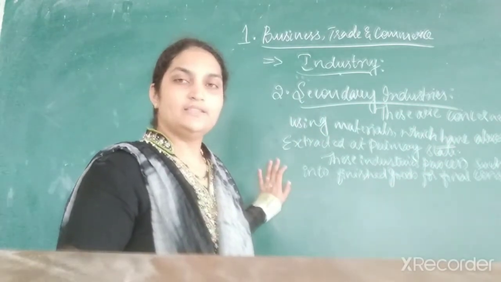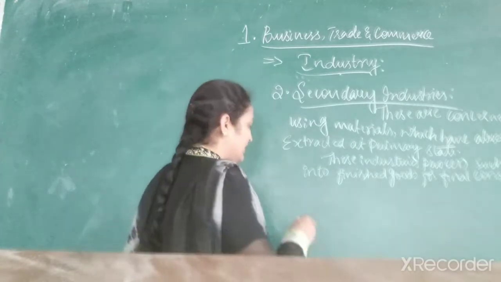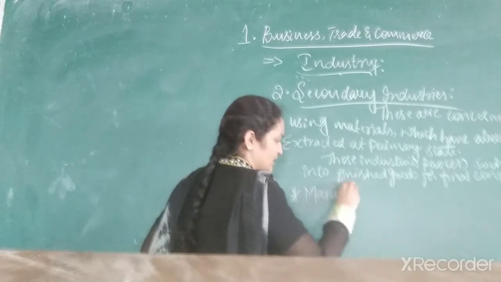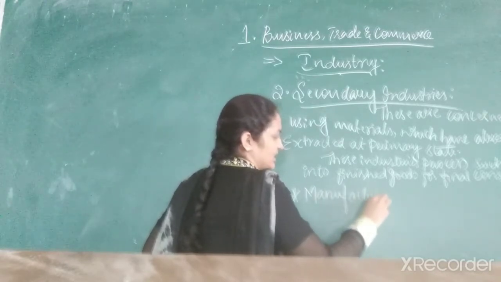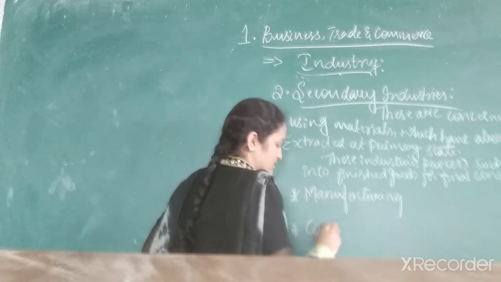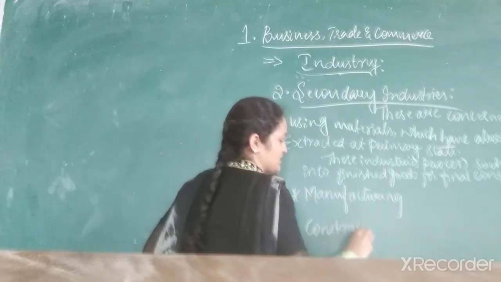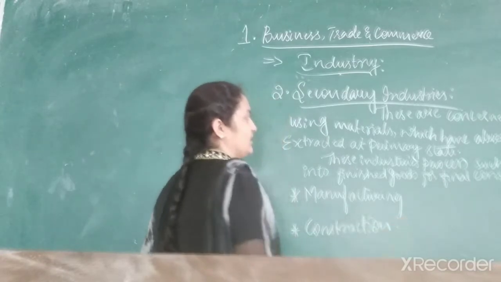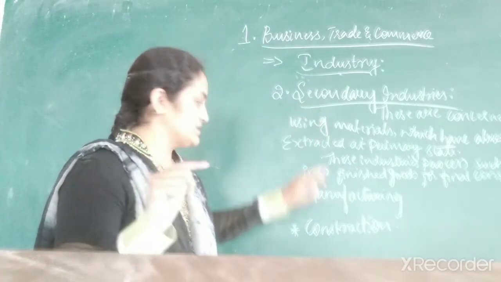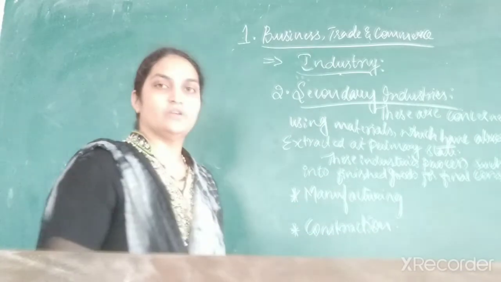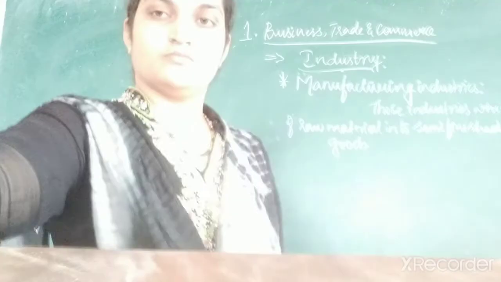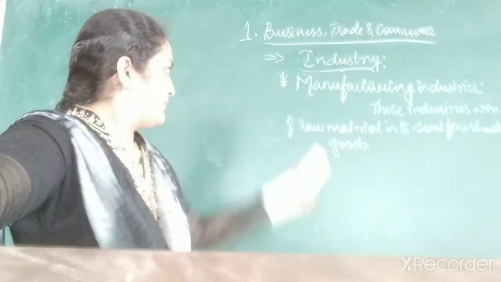So again, these industries are broadly categorized into two ways: one is manufacturing industries, and another one is construction industries. The secondary industries are again categorized into two ways. One is manufacturing industries, another one is construction industries. Now let us discuss manufacturing industries.